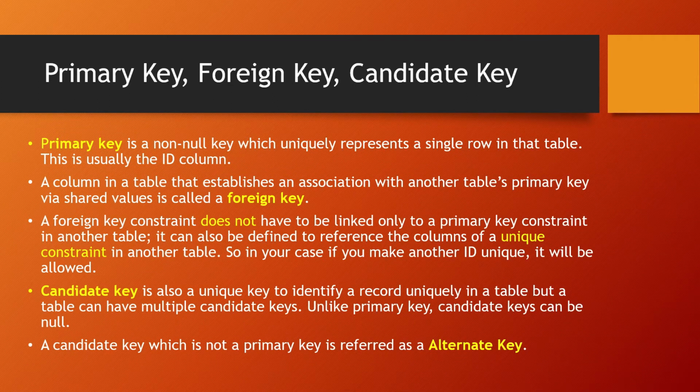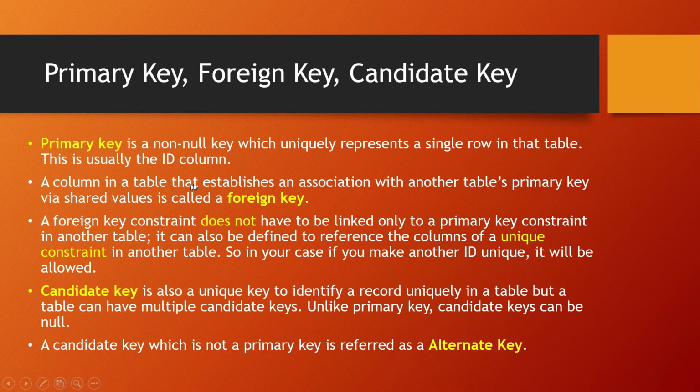Let's understand a few keywords that are required to understand joins properly. First one is the primary key. Primary key is a non-null key which uniquely represents a single row in that table. This is usually the ID column. So primary key is that key which is non-null and uniquely represents each row in the table, and this is the column on which joins are basically performed.